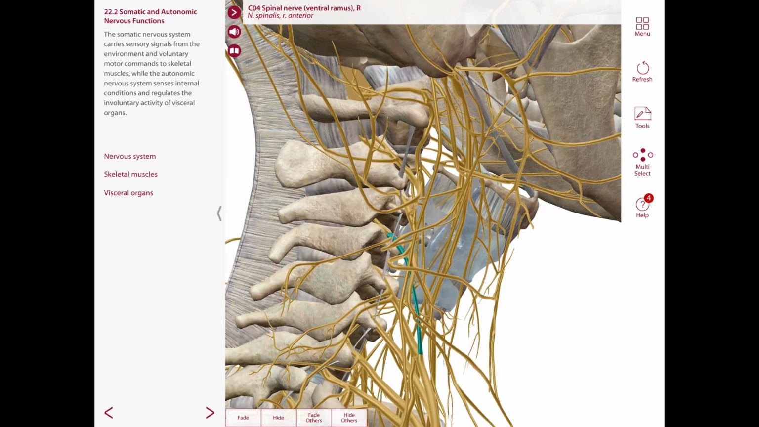Now, C1 to C4 ventral rami are connected by nerve loops located anterior to the origins of the levator scapula and the scalenus medius, and deep to the sternocleidomastoid. Some of the branches include cutaneous branches such as the lesser occipital, greater auricular, transverse cervical, and supraclavicular nerves.